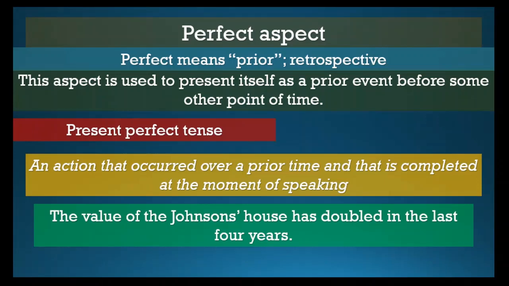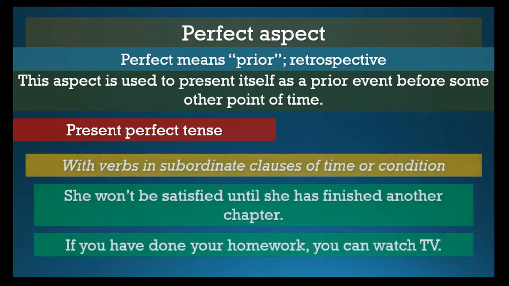The value of the Johnsons' house has doubled in the last 4 years. The doubling of the house's value has begun at a prior time, or time before the present time of speaking, and this increase in the value continues even at the present time. We know this doubling occurred at the prior time because of the adverb "last 4 years." Now, the last function of the present perfect is to collocate with verbs in subordinate clauses of time or condition.